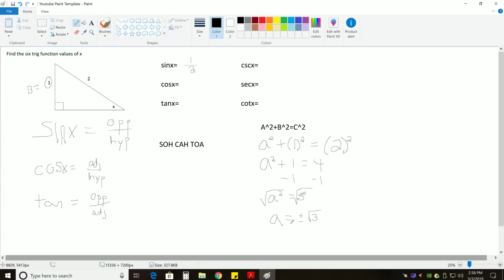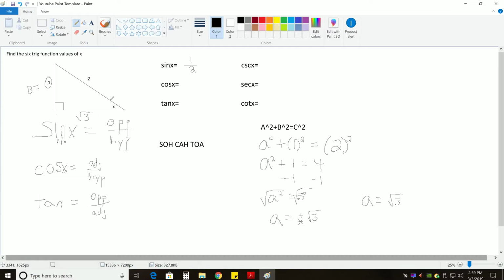Remember, whenever you take the square root of each side, you get a positive and negative answer. But when we just have a triangle floating off in space like this, it's not on a grid, then the sides represent the length of each side. And a length cannot be negative, so we remove the negative answer and just get a equals positive square root of 3, which we can now add into this triangle up here.